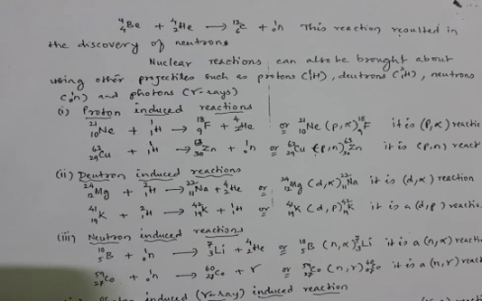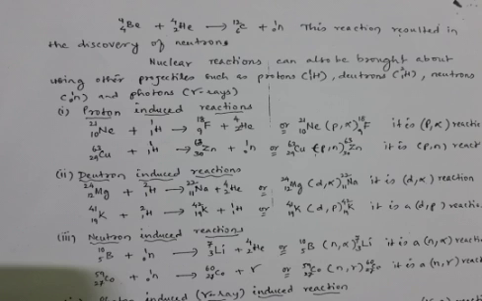In the next example, the photon induced, that is gamma ray induced reactions. When gamma rays strike copper, it is converted into one more isotope of copper, that is copper 62, 29, having mass number 62, emitting a proton.